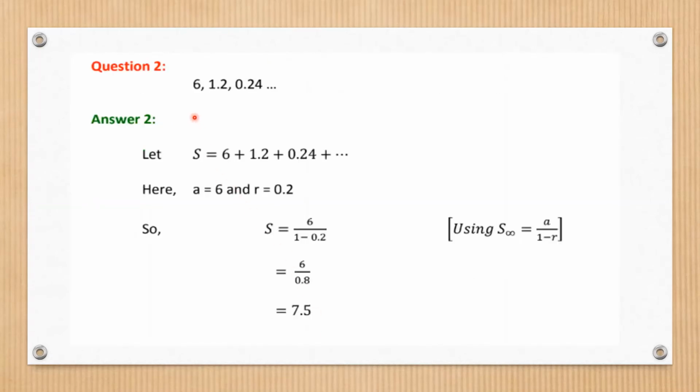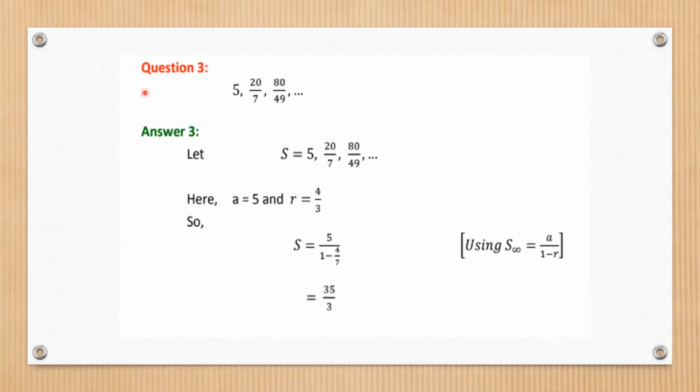Number 2 is 6, 1.2, 0.24, and so on. So again, it's a GP with a as 6 and r as 0.2. Again, less than 1. So we can apply this formula, 6 upon 1 minus 0.2, which is 6 by 0.8, which is 7.5.